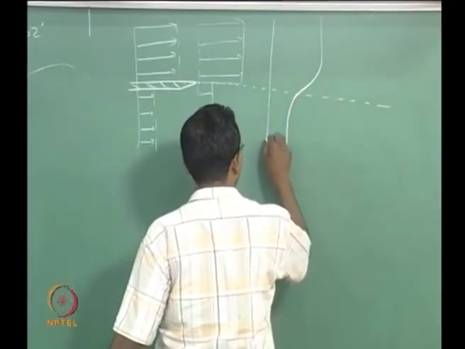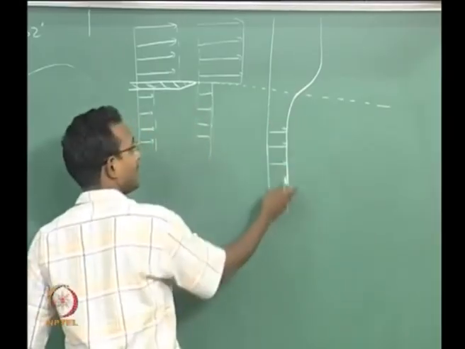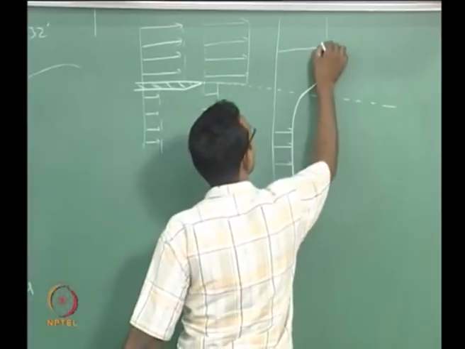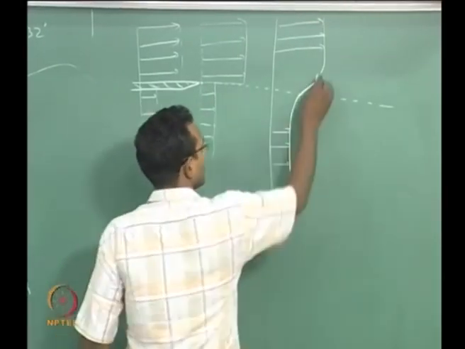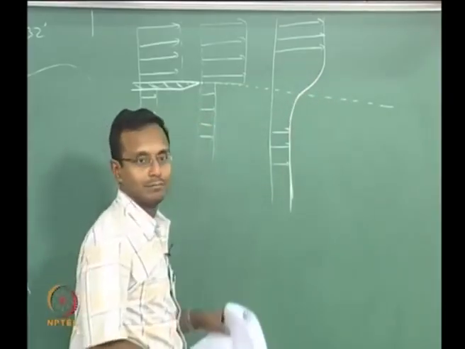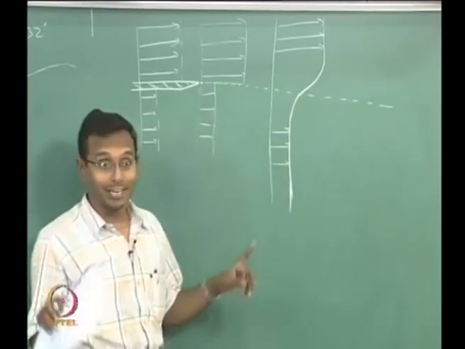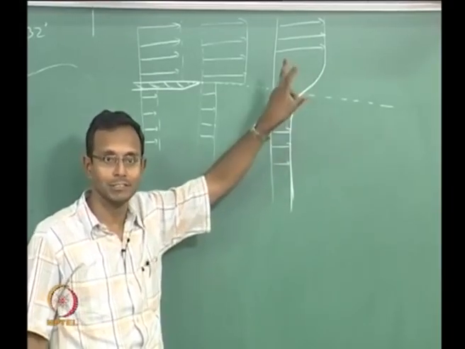I will have my velocity profile looking something like this. Far away the values are the same as before, even here far away the velocity values are the same as before, but now there is a whole bunch of fluid elements which have a velocity gradient. Of course, still the highest velocity gradient is at the center line.